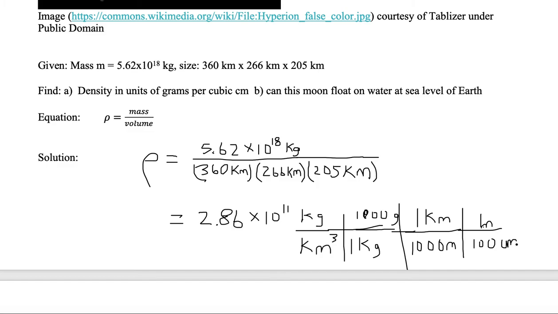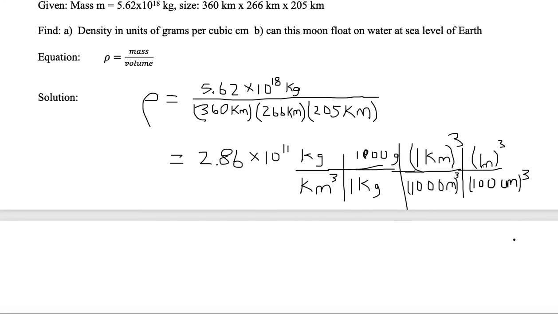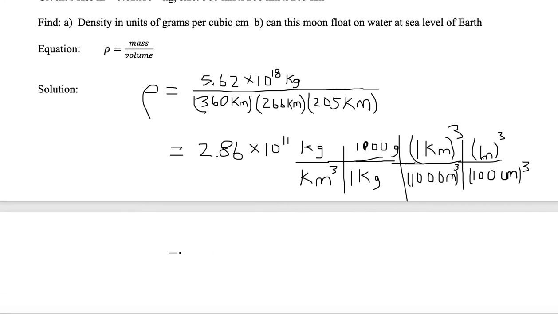But if you notice, we have cube meters, so we need to cube everything. So 1 kilometer cubed, 1,000 meters cubed, 1 meter cubed, and 100 centimeters cubed. Now let's go ahead and divide out.